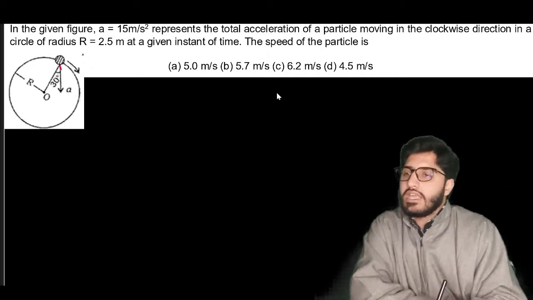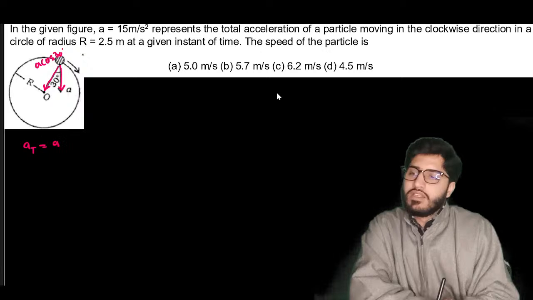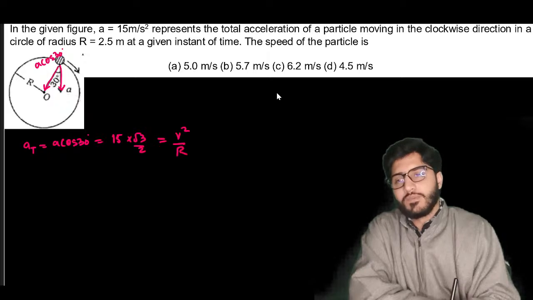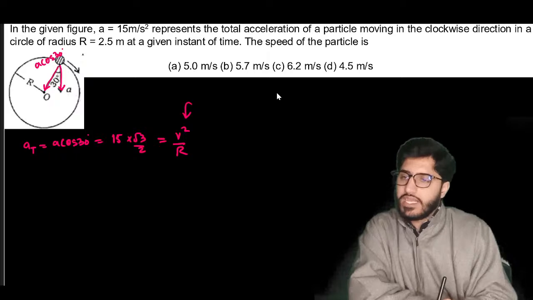So if this is my A, probably this would be my A cos theta, A cos 30 degrees, and this would be my tangential acceleration. So A_T is A cos 30 degrees. What is A? A is 15 and cos 30 is root 3 by 2. And it will be equal to V square by R. Tangential, no? So what is now R? So I can write V square equals 15 into root 3 by 2 multiplied by R.